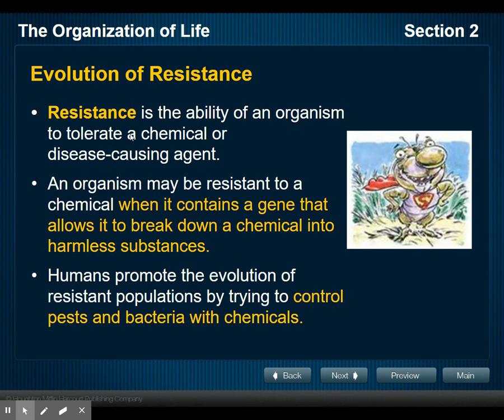The weakest ones usually go first, which are the babies and the old ones. So I lost 1 old one and 2 babies, and I've currently got 2 in the sick pen. So it's not doing very good. Humans promote the evolution of resistant populations by trying to control pests and bacteria with chemicals. So we up the dose, kills a greater percentage, leaves behind the superbugs. This is a superbug right here. And then they breed and produce super offspring.